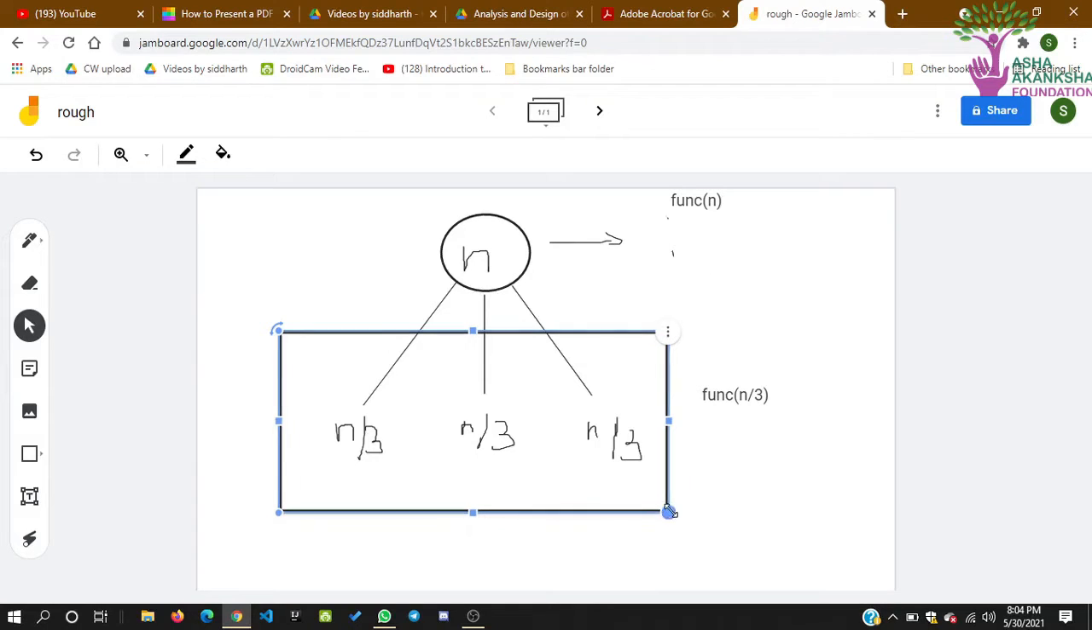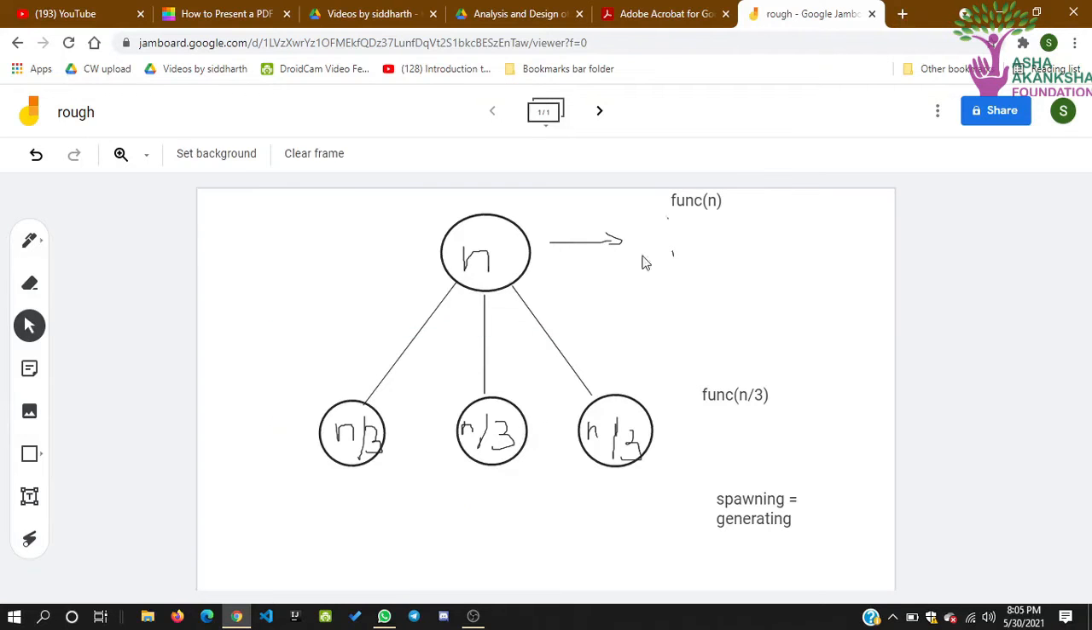What do we mean by spawning? In this case, we can just take spawning to be generating. In this context, spawning essentially means generating. So one main problem generates three subproblems. That's why a is called the rate of spawning.